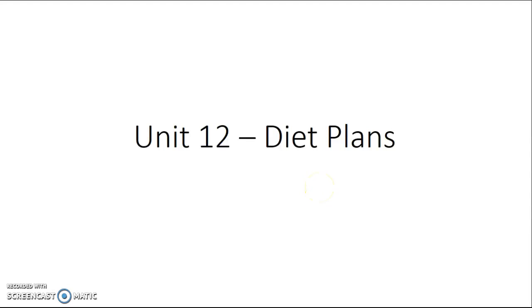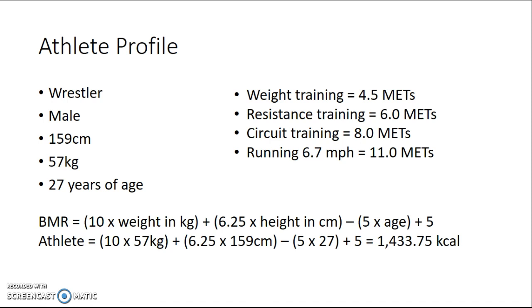This is Unit 12 for the diet plans. First thing I've got here is my athlete and the profile of my athlete. I had a wrestler that was male, 159 centimeters, weighed 57 kilograms, and I put him at 27 years of age.